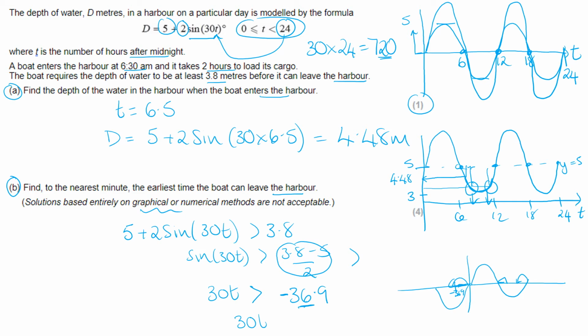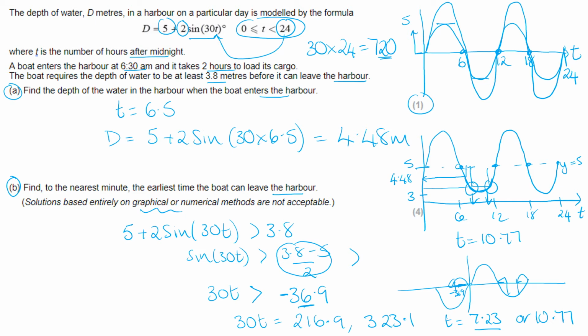So 30t, to get those times in terms of the sine graph, is going to be where the angle is 216.9 or 323.1. Now if we divide by 30, t at those times is going to be 7.23 or 10.77. Now obviously if we've arrived at 6:30 and we need to let 2 hours go, that's going to be 7:30, 8:30. So this one's not going to be possible. The tide will go low and we'll have to wait till the next one. So t will have to be the 10.77 hours after midnight.